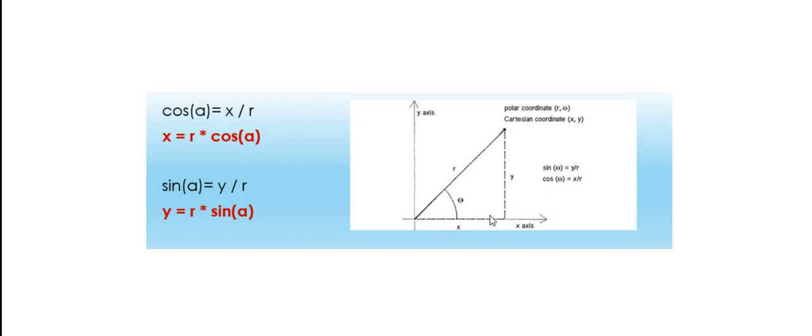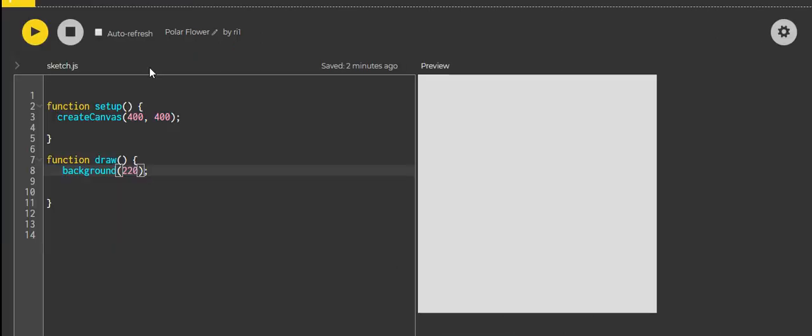Now we can use the trigonometric functions sine and cosine. In cosine we use adjacent over hypotenuse, which gives us x over r, and in sine we have opposite over hypotenuse, which gives us y over r. Now using these we can calculate the x and y for our ellipse. So let's go back and see how we can make this in our program.